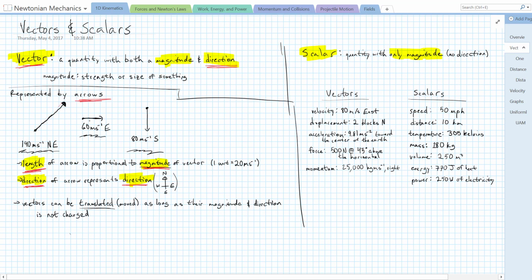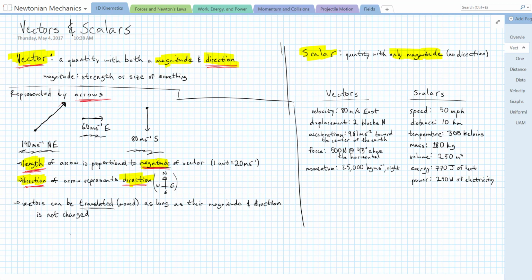This middle vector is 60 meters per second east. Different direction, so different direction arrow. And since it's a little less than half the magnitude, 60 is less than half of 140, the size of the vector is a little bit less than half of the size of this northeast pointing vector. And here we have an 80 meter per second vector pointing straight down. That straight down is going to represent 80 meters per second south. So length is the magnitude of the vector and direction is the direction.